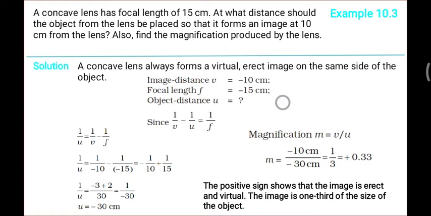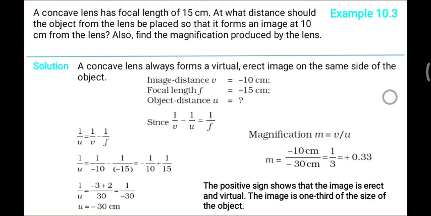What about the second task? Magnification m is equal to h prime upon h, but there is no image height and no object height here, so we ignore that. m is equal to v by u. We know v, so put in the respective values. v is minus 10, and u is minus 30. Minus minus cancel, 1/3 is the answer. 1/3 is nothing but plus 0.33.